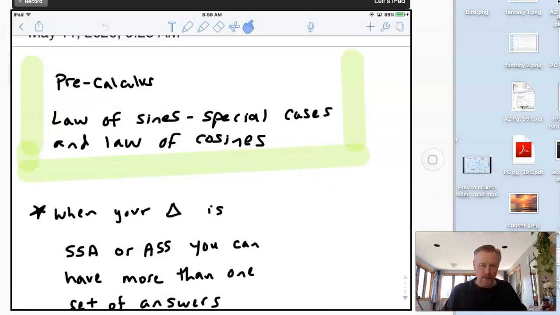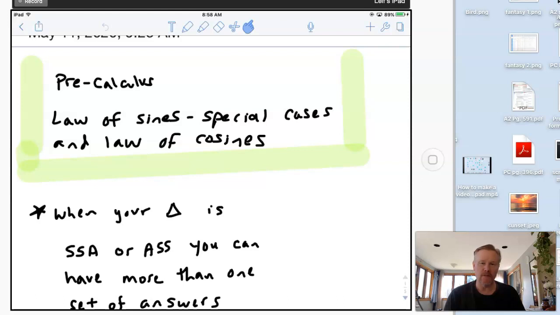Okay, good morning. Today, for pre-calculus, I'm going to be looking at the law of sines, special cases with that, as well as the law of cosines. So in the last video, we talked about law of sines, and I introduced that to you. One of the big things with law of sines is you want to have a side and angle across from each other, where you know both values.